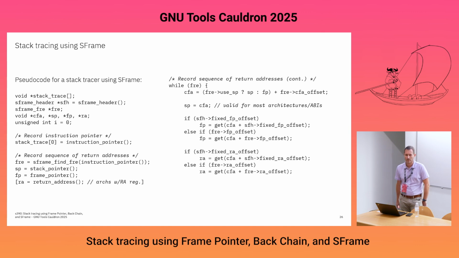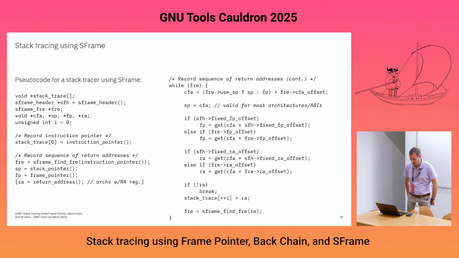Repeat the same with the return address. And then as long as the return address is valid, we record that, and then we repeat by doing the frame row entry lookup for the return address.